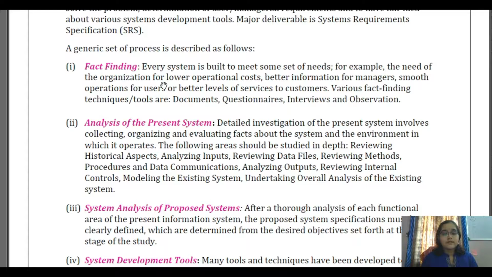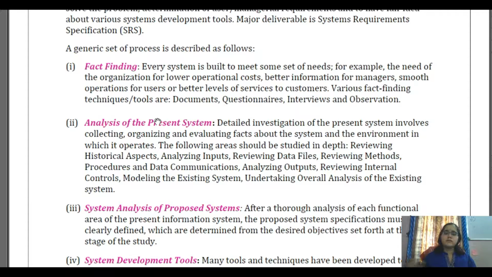We will do a detailed investigation regarding the present system: how it is operating, how it is collecting the data, how it is organizing, and what requirement it is satisfying for the user. Then how do we study the system in depth? We will be studying by using different types of methodologies like reviewing the historical aspect, analyzing the input, reviewing data files, reviewing methods and procedures, reviewing data communication, analyzing the output, reviewing internal controls, modeling the existing system, and undertaking overall analysis of the existing system. Let us see them now.